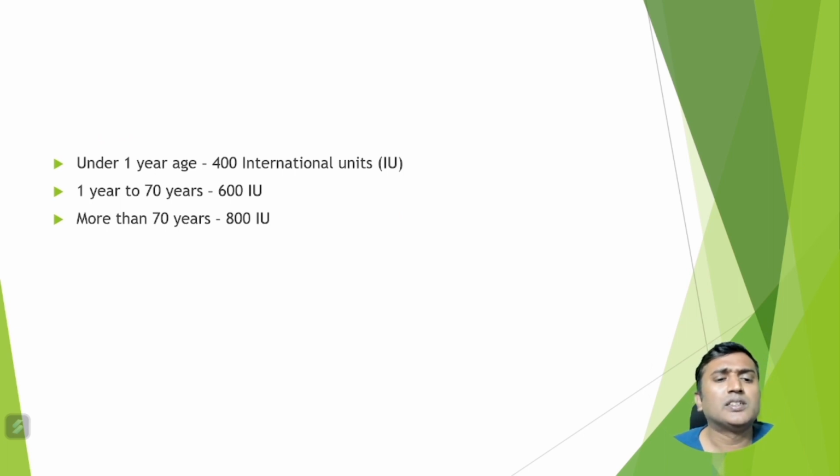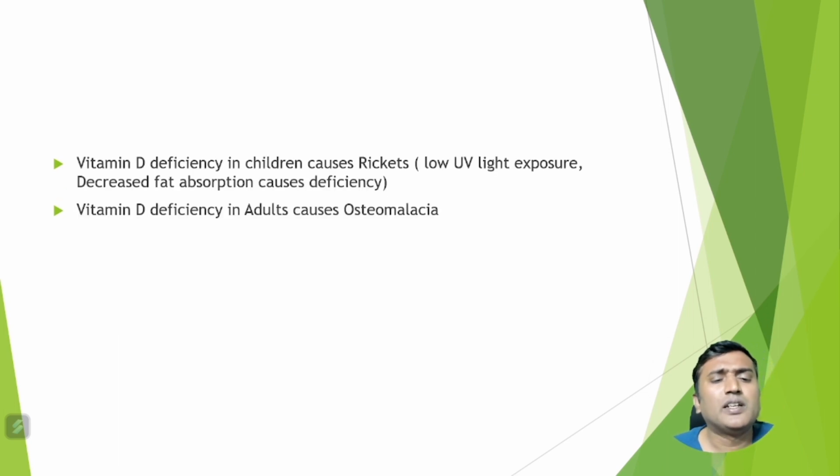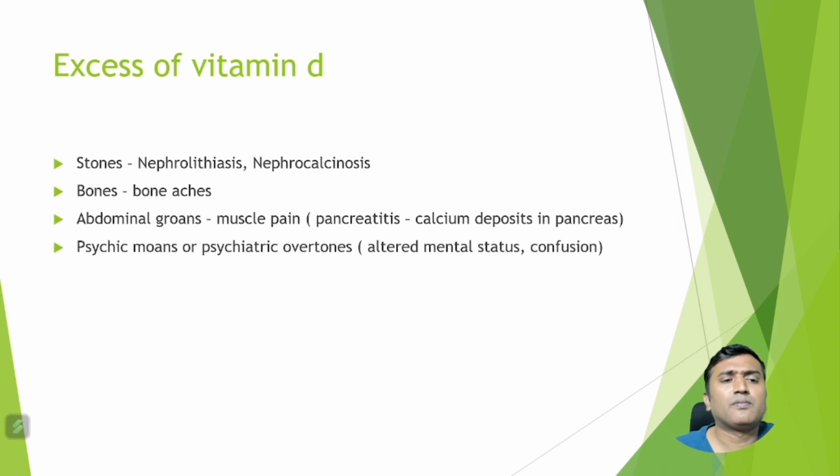Under 1 year of age, 400 international units is the recommendation. And from 1 year to 70 years, 600 international units should be fine. And then more than 70 years, 800 international units per day. Vitamin D deficiency in children causes rickets, and vitamin D deficiency in adults causes osteomalacia.